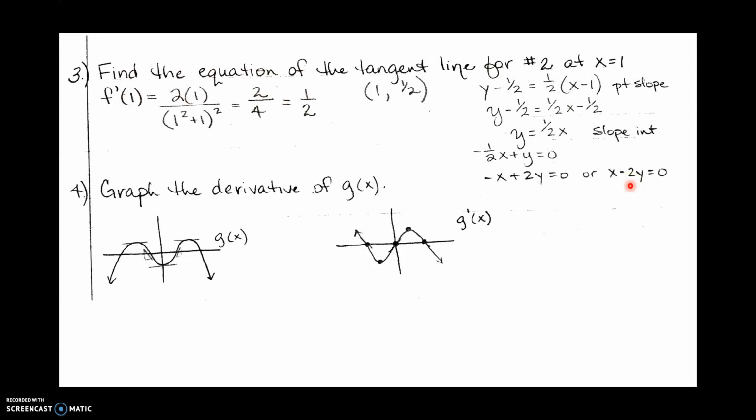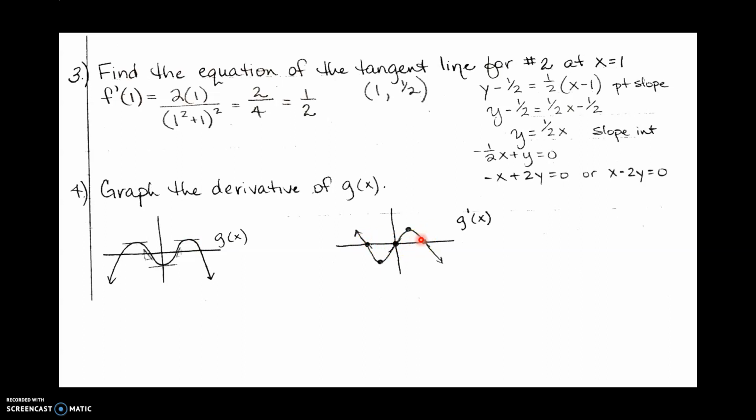All right, then for number 4, they gave us the graph of the original, and they asked us to graph the derivative. So step number 1, look for horizontal tangent lines. So I have a horizontal tangent line right here, and right here. Those will be x-intercepts on my derivative. So sure enough, you can see x-intercept, x-intercept, x-intercept.